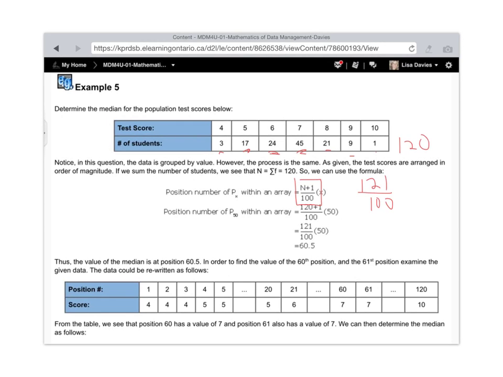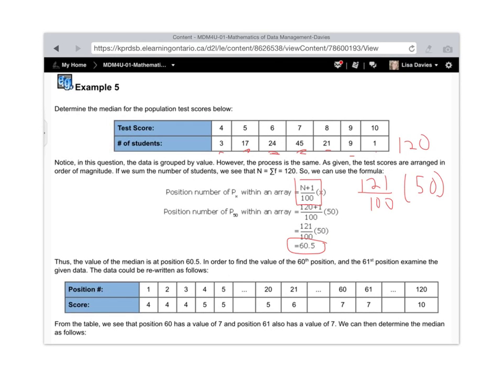And all you're going to do is multiply that by x, which is the percentile you're trying to find. So if you're trying to do a median, the median is the percentile 50. It's the 50th percentile, so you would put 50 in there. Now, the number that they get is 60.5, and that's not the median.